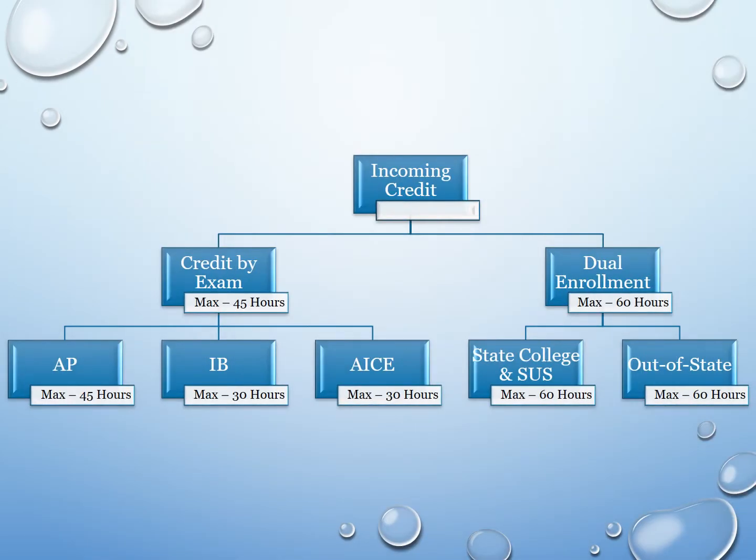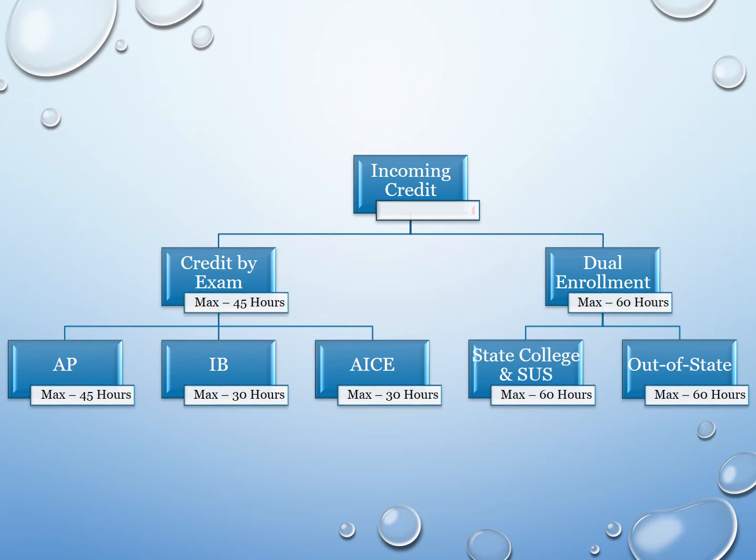And this is just another way to kind of see it. Again, I'm a visual learner. We've talked about this, I think, in Module 1. But this is just another way for you to see the breakdown of what students can have. So we've got our incoming credit at the top, and then if we're going over to the left, we've got our credit by exam, which, like we talked about, max is 45 hours.